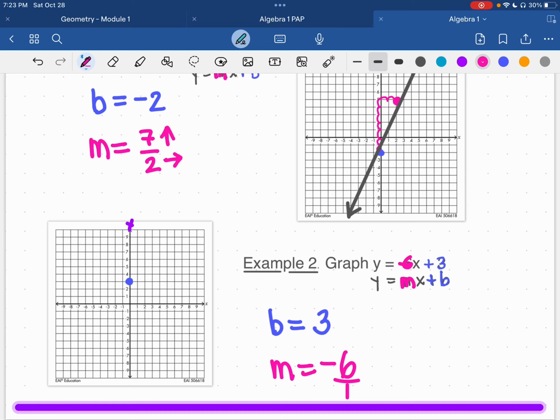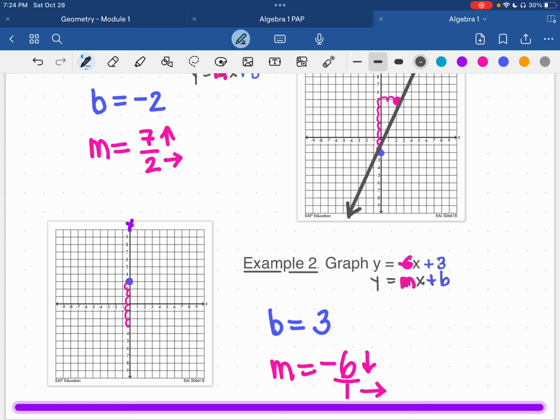It's just trying to trick you. All right, we're going to go ahead and, since it is -6, I'm going to move down 6. So I'm going to go 1, 2, 3, 4, 5, 6, and then I'm going to go 1 to the right, and here is my point. There's my next point, and I'm going to go ahead and connect them together.